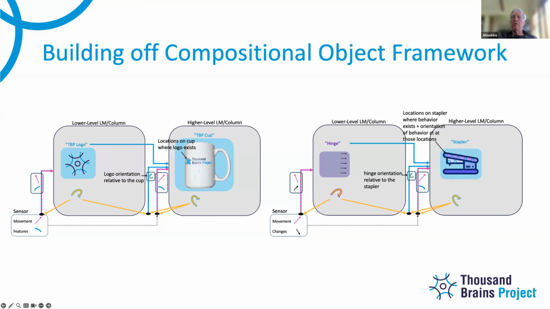But the behavior model in the lower column assumes that something's changing relative to a parent. And it's not clear that that's actually happening down there.